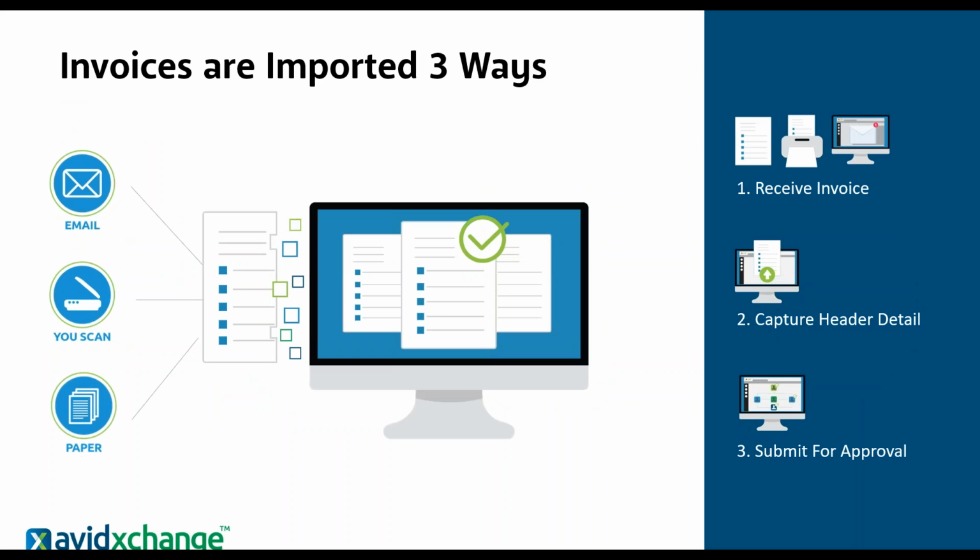So with AvidXchange, we're actually a service, and what happens is you'll receive your invoices via email or paper, and then you'll have a dedicated email for your organization where they are emailed. And then from there, AvidXchange, as a service, is going to enter all the header information into AvidXchange. From there, you'll receive a notification saying that you have invoices for approval. You can also scan them in or mail them into AvidXchange to go through the same process.